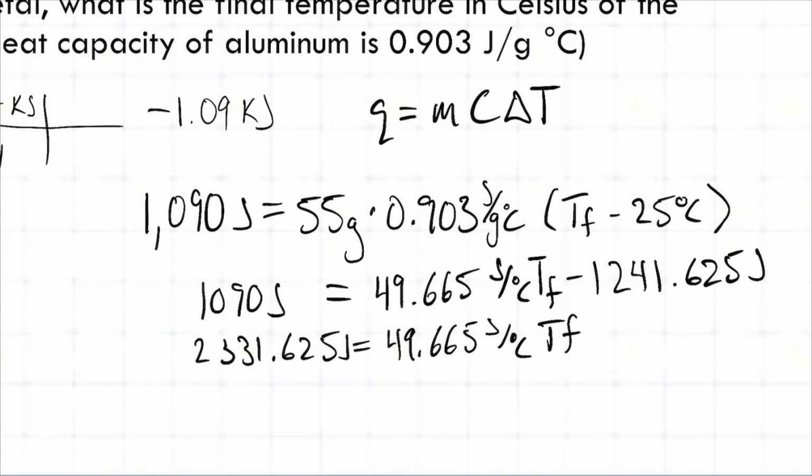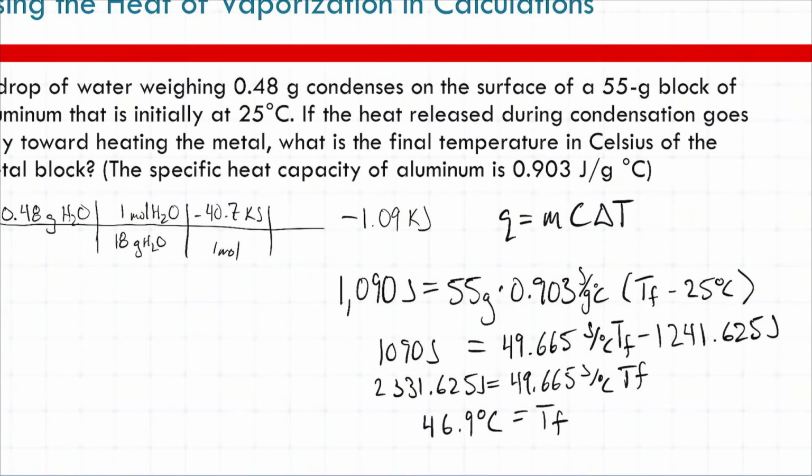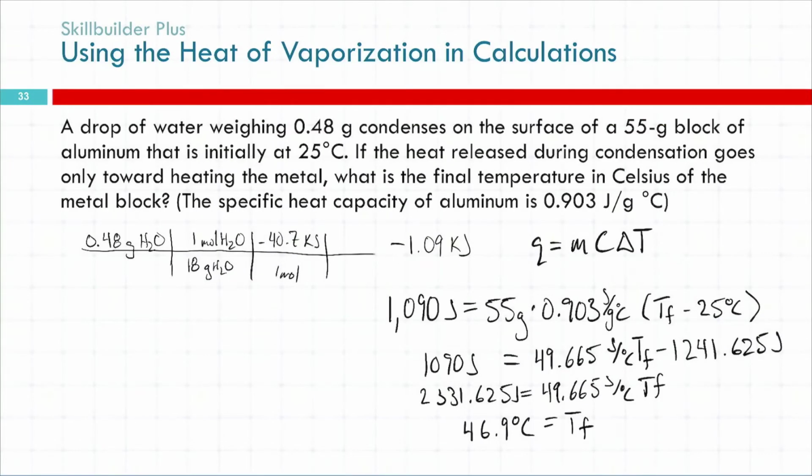Then we'll take this number and we'll divide it by 49.665. Oh, that came out to be something fairly reasonable. 46.9, because we waited till the very end to round. 46.9 degrees C equals temperature final. Yeah, so we actually heated our block from 25 degrees C all the way up to 46.9 degrees C by adding that much energy.